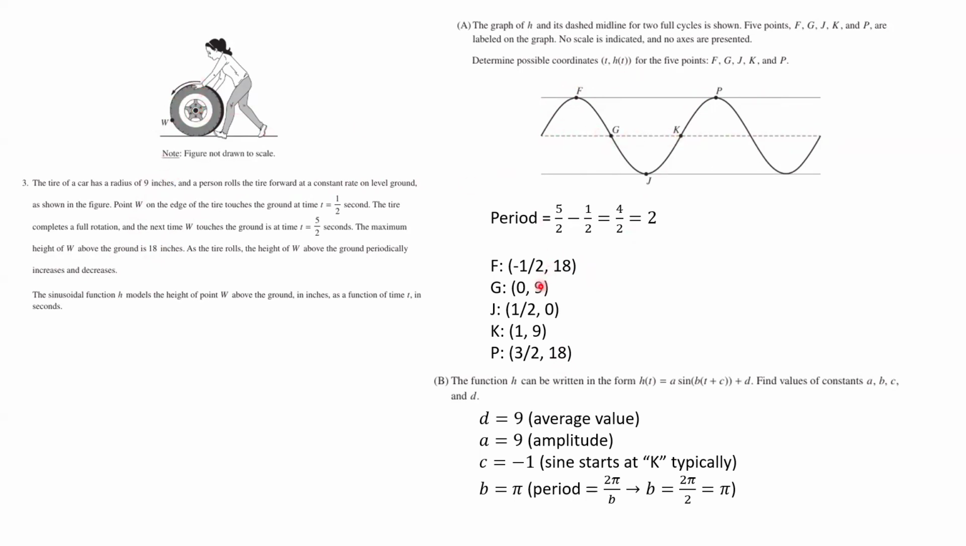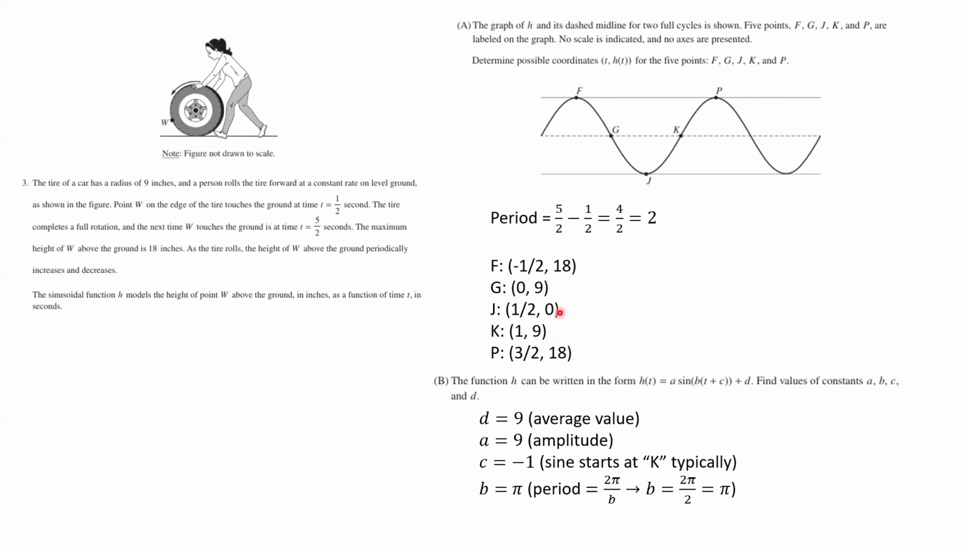So 18 minus 9 is 9. That's here. And then it makes sense that down here, you subtract another 9 because you go down another radius. So that's 0. And that's ground. That kind of makes sense there. Okay, so that's how I got all these points over here.